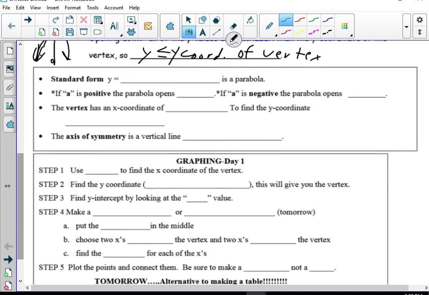Okay. So standard form is, we already said that, y equals ax squared plus bx plus c. That's standard form of a parabola. Like I said, you could have it equal to y or sometimes equal to 0. If a is positive, then it opens up. So I talk about it's a smile. Happy. Positive. Going this way like a smile. If a is negative, that's a frown. So it's opening down.